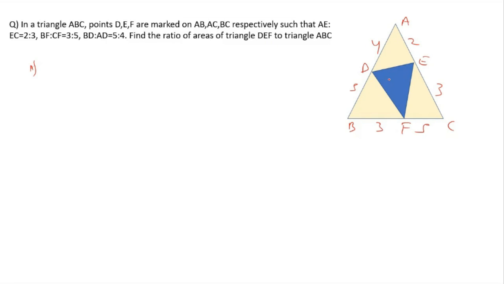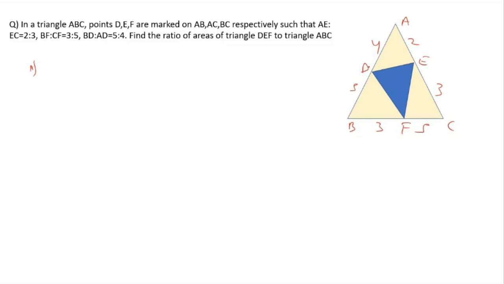Now, first things first, if these were parallel lines, if it was given that DE is parallel to this, then we have already seen those cases. We can directly use similarity. If DE was parallel to BC, and the side ratio is 4:5, then all the side ratios will be 4:5 and the area ratio would be 16:25.